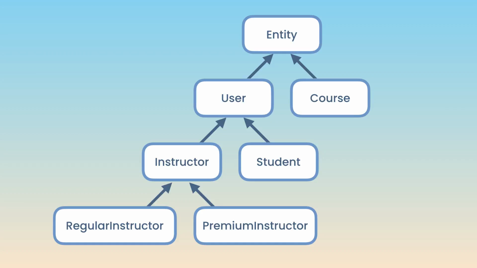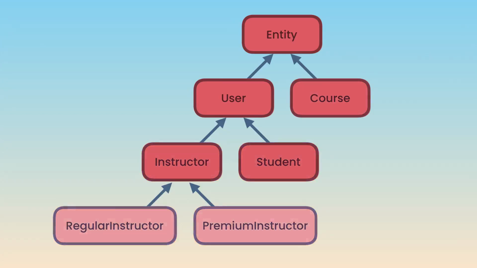Now, what is the problem here? The problem is that whenever we use inheritance between two classes, we're creating dependency or coupling between them. So in this example, the user and course classes are dependent or coupled to the entity class. And that means anytime we make a change in the entity class, we might have to change the user and course classes as well as all the classes that inherit from the user class.